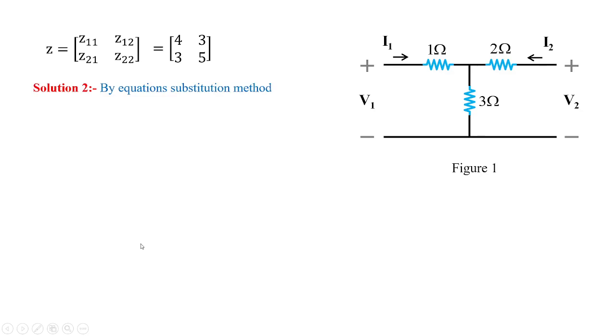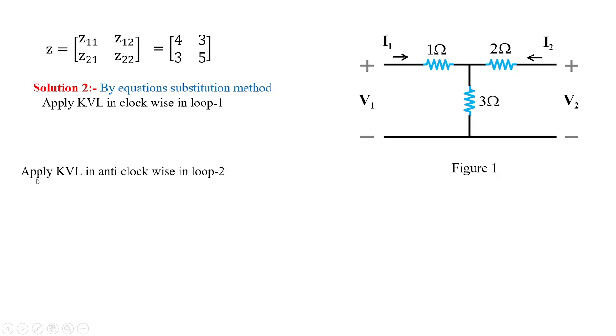Now what happens if at all we want to get the solution another way? This particular method is known as the substitution method, the equation substitution method. Here what I'm going to do is apply KVL clockwise in loop 1 and KVL anti-clockwise in loop 2. So here you can see I have taken two loops with the directions of V2, V1, I1 and I2, clockwise and anti-clockwise in this fashion.